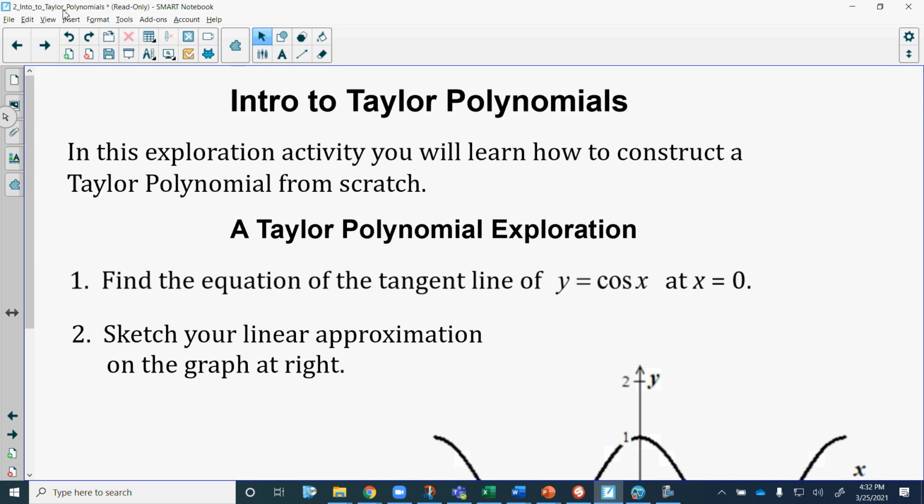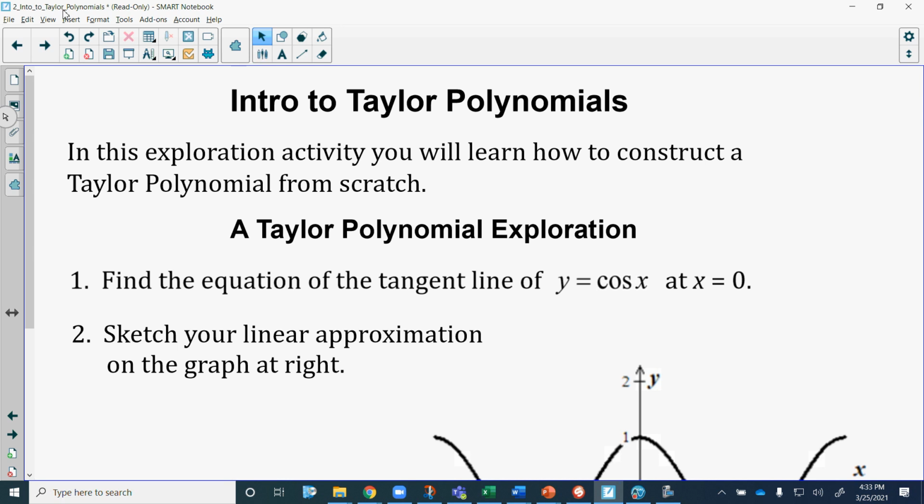So essentially it's a tool to help us approximate sequences or series at certain values. It's not something we can use to approximate the entire behavior of the function, but more at a specific value. And that value is typically referred to as the center of the polynomial.